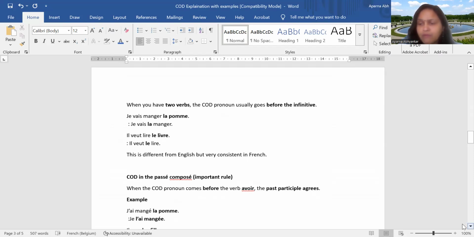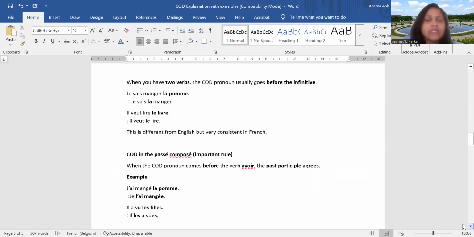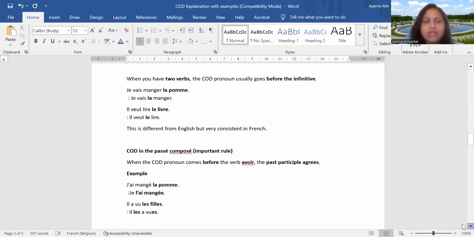Again, one more example we'll see. Il veut lire le livre. He wants to read the book. Il veut lire quoi? Il veut lire le livre. So after asking the question quoi, we get the answer le livre, which will be replaced by le. Il veut le lire.